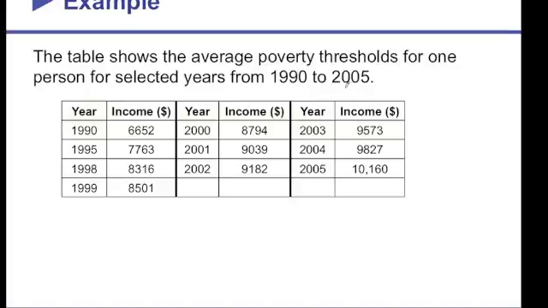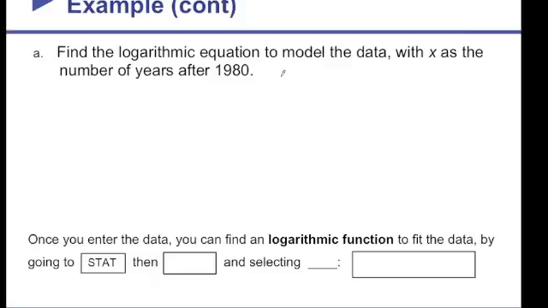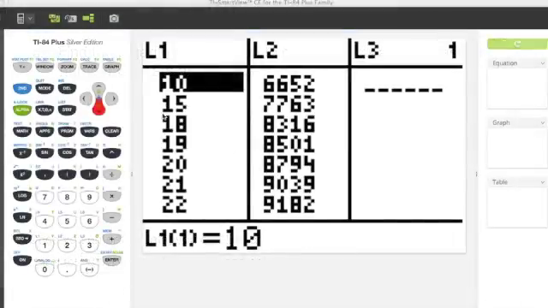This table shows the average poverty thresholds for one person for selected years from 1990 to 2005. Note here, when using technology to fit a logarithmic model to data, you should align the data so that all the endpoint values are positive. That means they must be greater than 0. You cannot have even 0 as one of the numbers. So we enter the data into the table, making sure we make no mistakes, because one digit wrong will give you the wrong equation. I entered correctly.